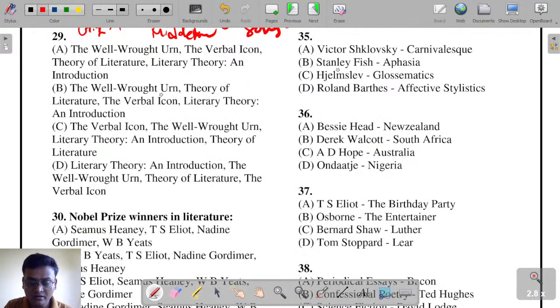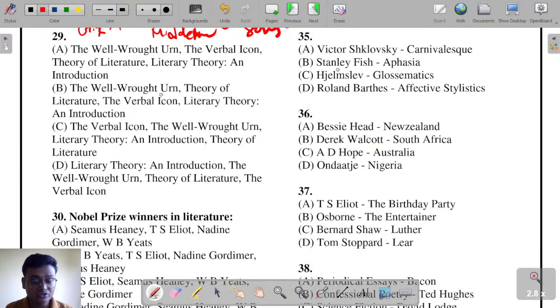The Well Wrought Urn, The Verbal Icon, Theory of Literature, Literary Theory: An Introduction. Which one? So you see, The Well Wrought Urn was published in 1947, and the title has been taken from Donne's poem The Canonization. The Well Wrought Urn is a work by Cleanth Brooks, a New Critic, and in it he has given the concept of paraphrase. Paraphrase is actually an error. When you paraphrase, we distort the original meaning. So paraphrasing is actually an error, the heresy of paraphrase.